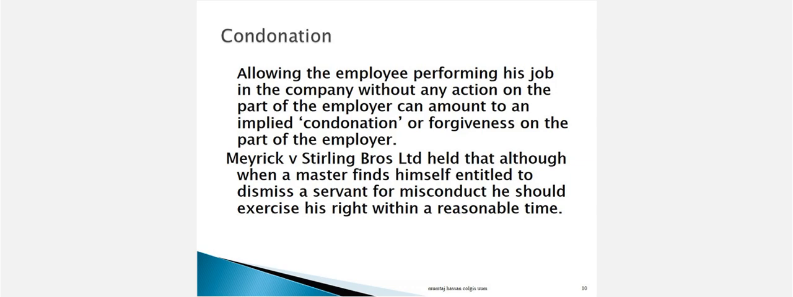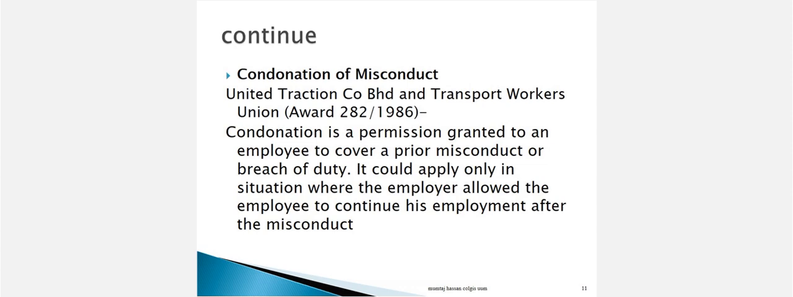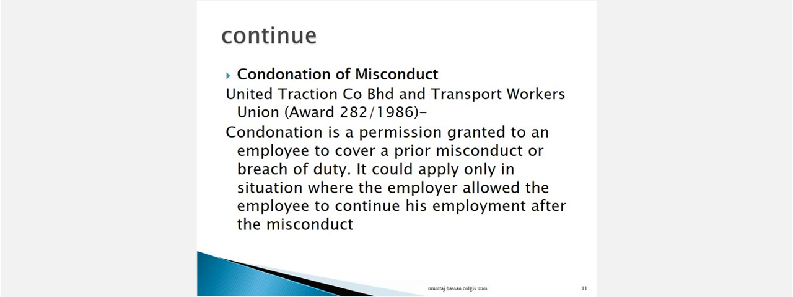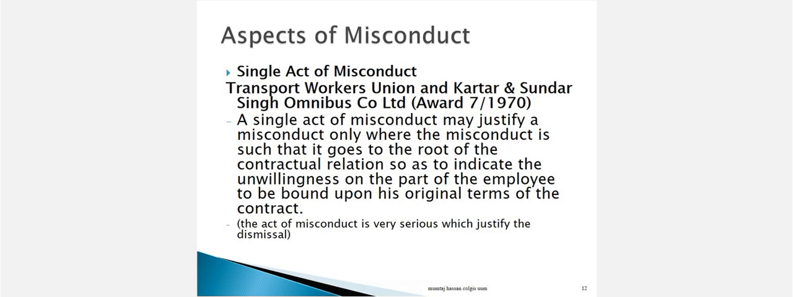Okay, then what else have we already learned? The various categories of misconduct, the aspects of misconduct, like single act. If the employee has committed only one act, what are the circumstances, and what will happen to the contract? The employer also can dismiss the employee if the misconduct is very serious. This is for the single misconduct.